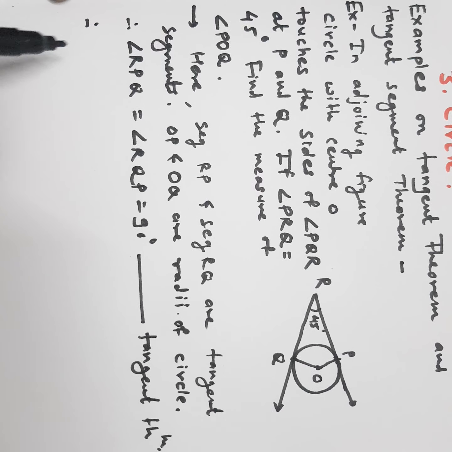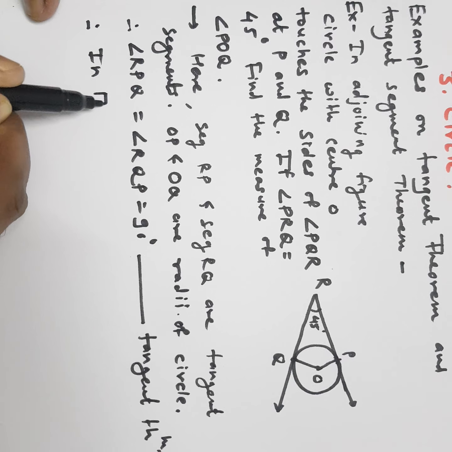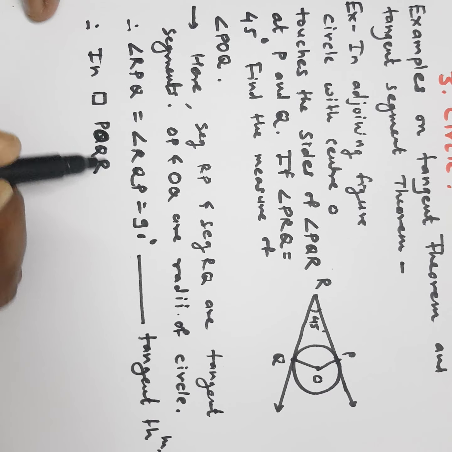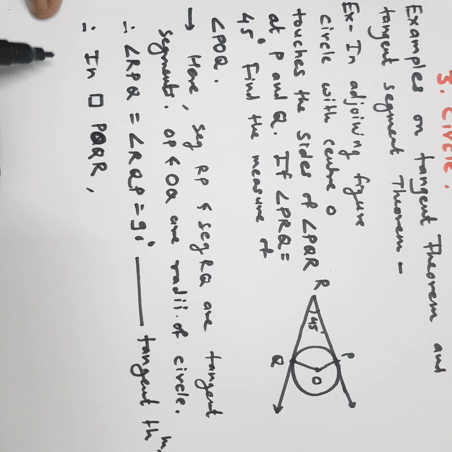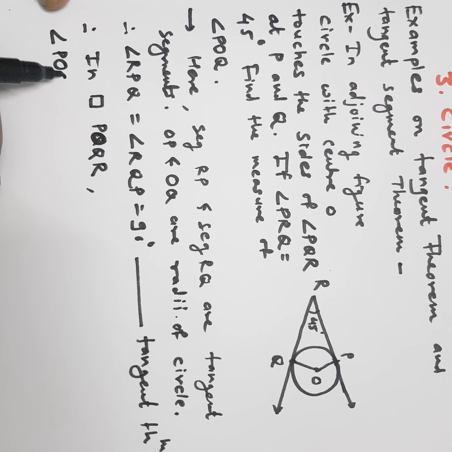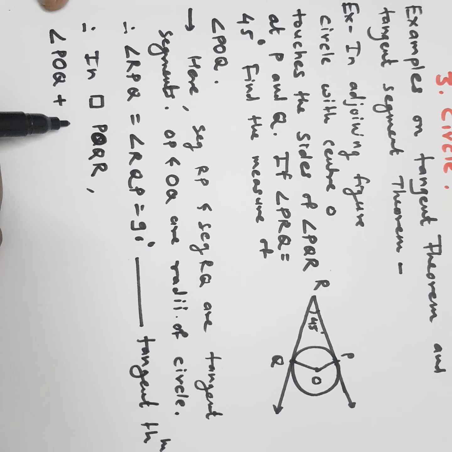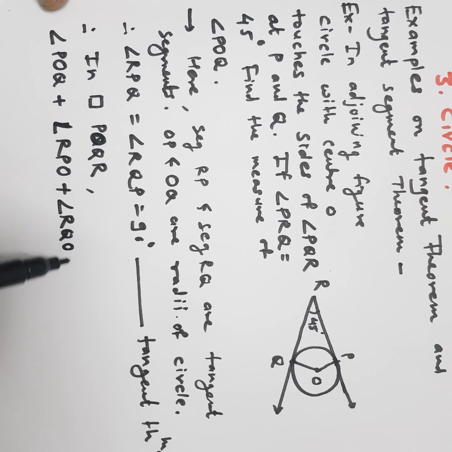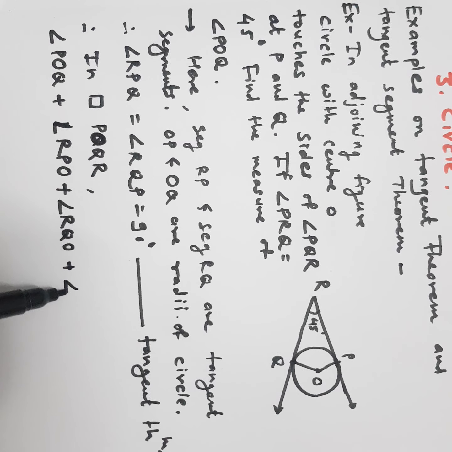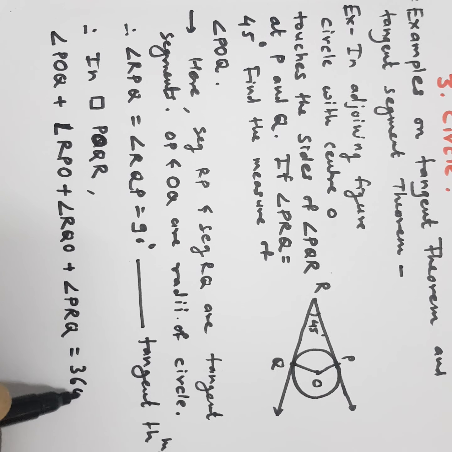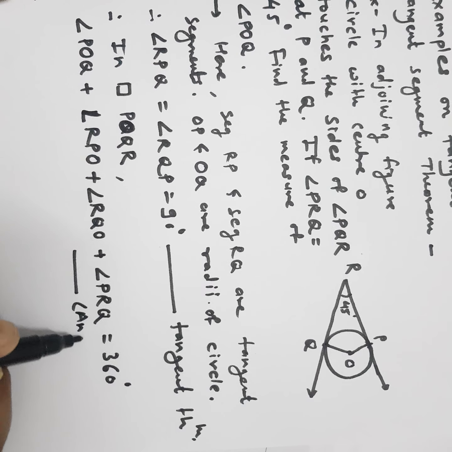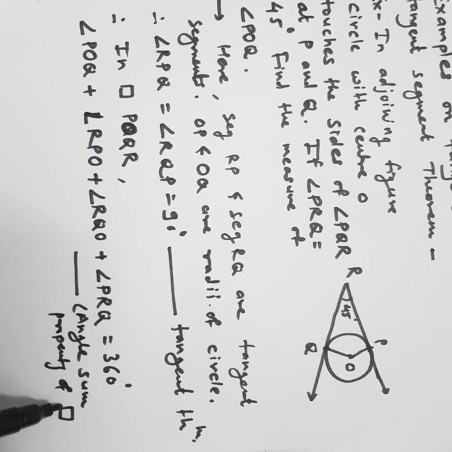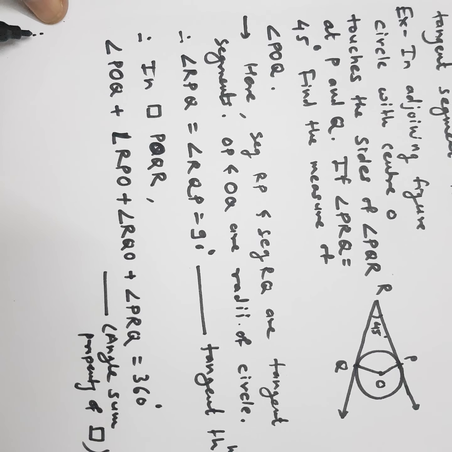Therefore, in quadrilateral POQR, angle POQ plus angle RPO plus angle RQO plus angle PRQ is equal to 360 degrees. This is the angle sum property of a quadrilateral.